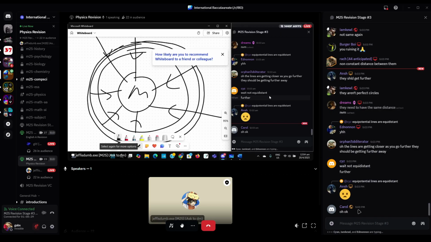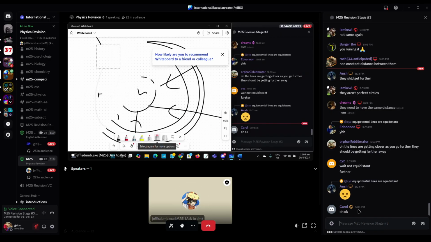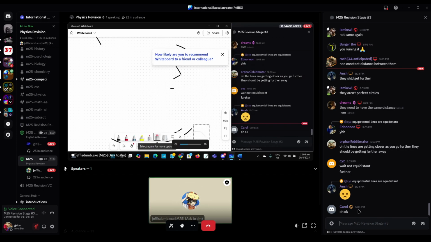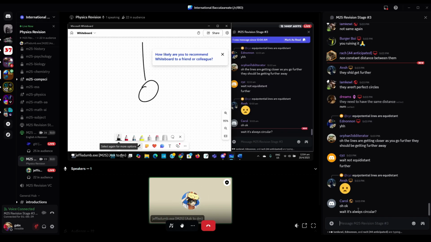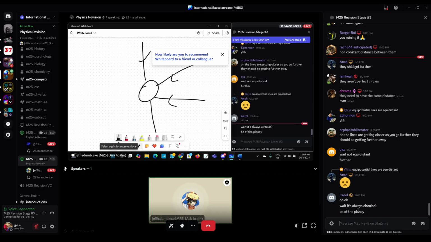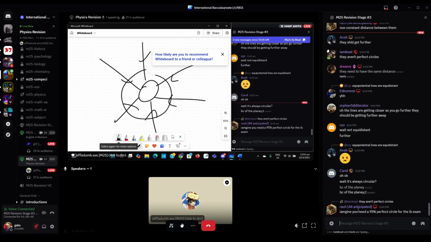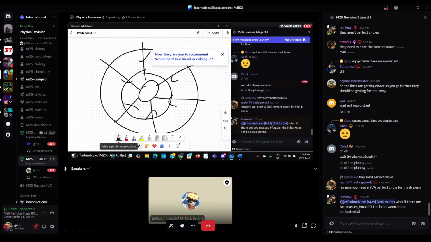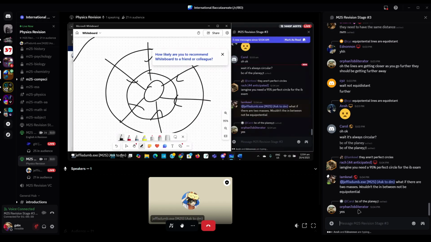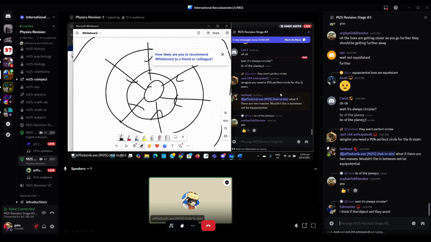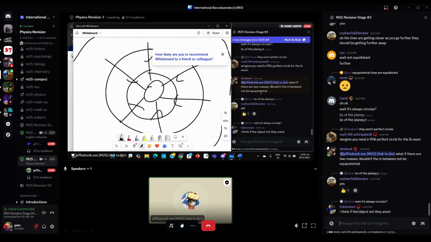So a correct illustration should be something like, I hope I don't botch this. A correct illustration should be something like this, and something like this, where they get further and further apart alongside the gravitational field line.